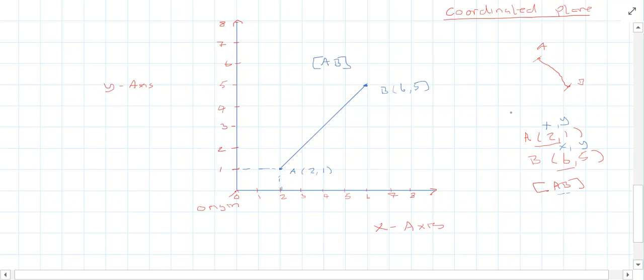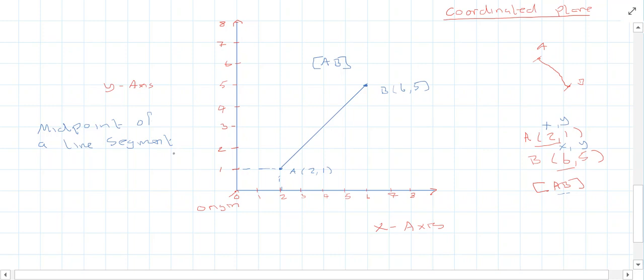Now, what I want to think about is this idea of what's known as the midpoint. I'll just write this over here. Midpoint of a line segment. It's exactly what it means: if we were to measure this line and get the middle of it, that's the midpoint. But remember, that point is going to have an x coordinate and a y coordinate, and that's what we're trying to work out here.